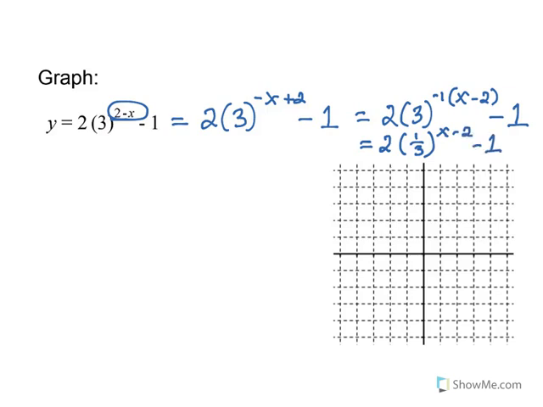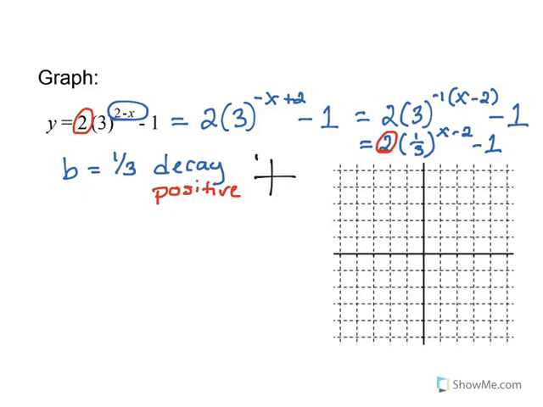That means the base in this problem is 1/3, meaning we have a decay model because it's less than 1. Because the a value, the number out in front of the base, is positive, we're going to have a positive decay model. A positive decay model has this general shape. So our graph is going to look something like that.